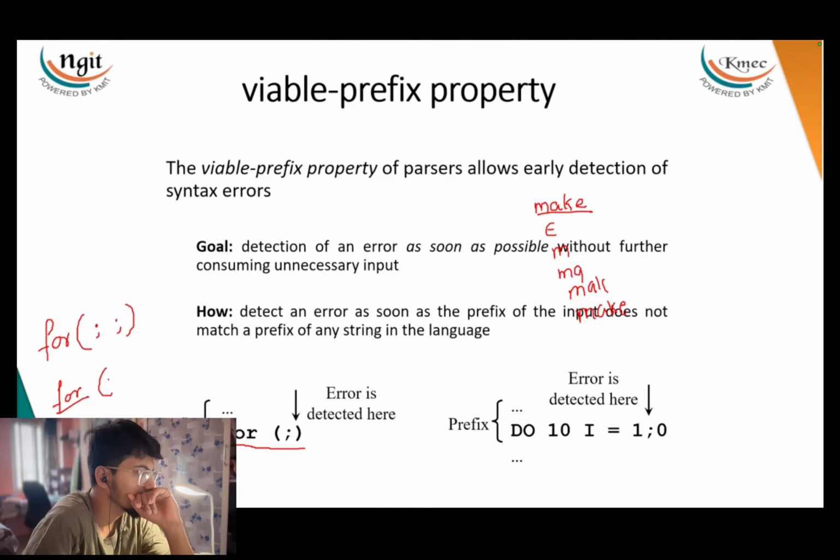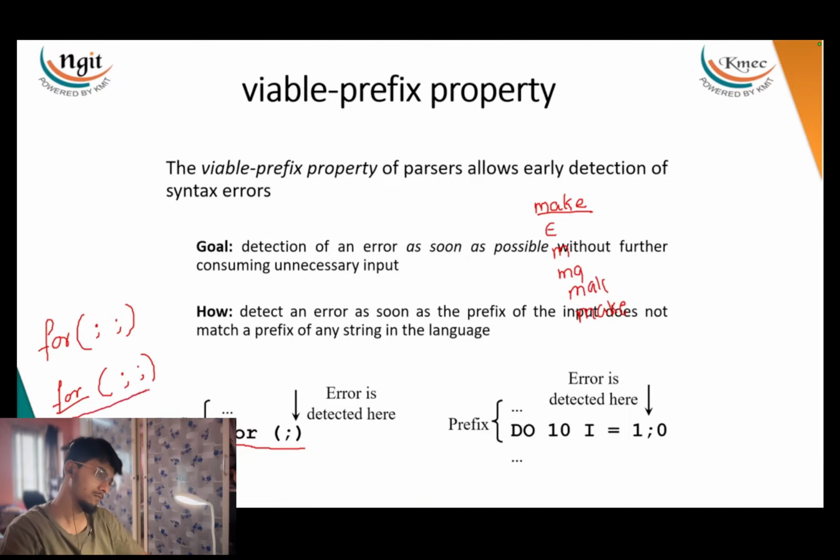After for, open parenthesis, valid. After for, semicolon, valid. Even though you have not written anything, that won't produce any error. And after the semicolon, if you have one more semicolon, valid, no problem, and one more parenthesis, valid. So all the prefixes of this statement are valid.